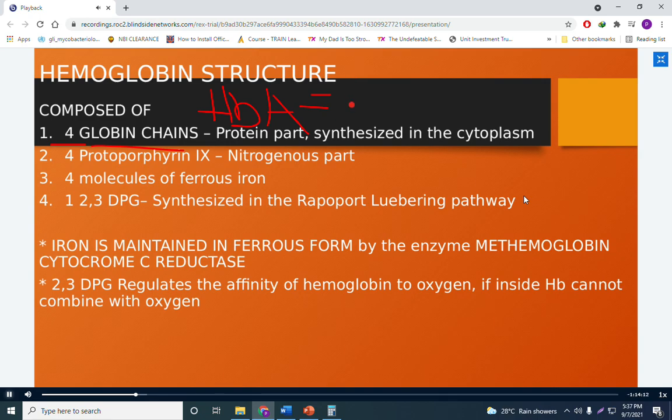Okay, we have your 2 alpha and 2 beta globin chains, class. This is where the 4 globin chains come from. Dalawang alpha na globin chains, dalawang beta na globin chains. Now, this is the protein part. Now, it is synthesized in the cytoplasm. So kapag tinanong kayo, what do you call the protein part of the hemoglobin, it is the globin chains.